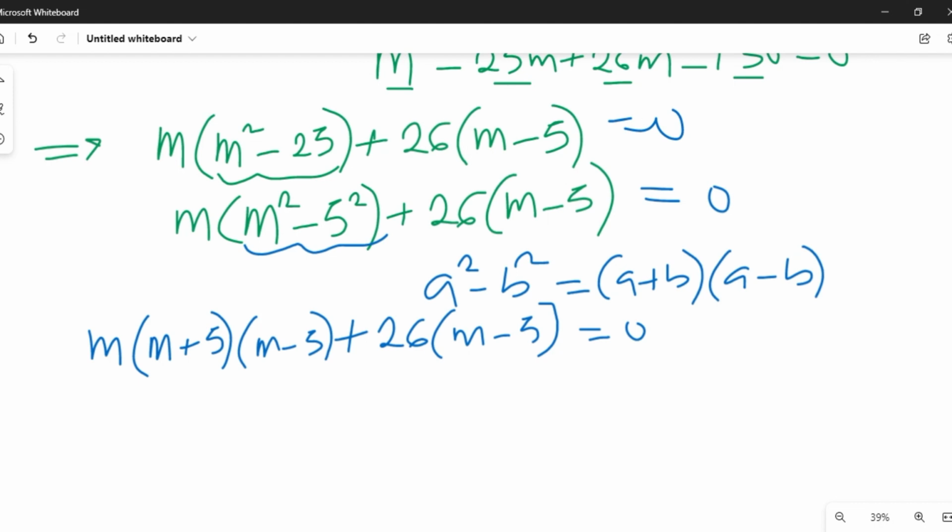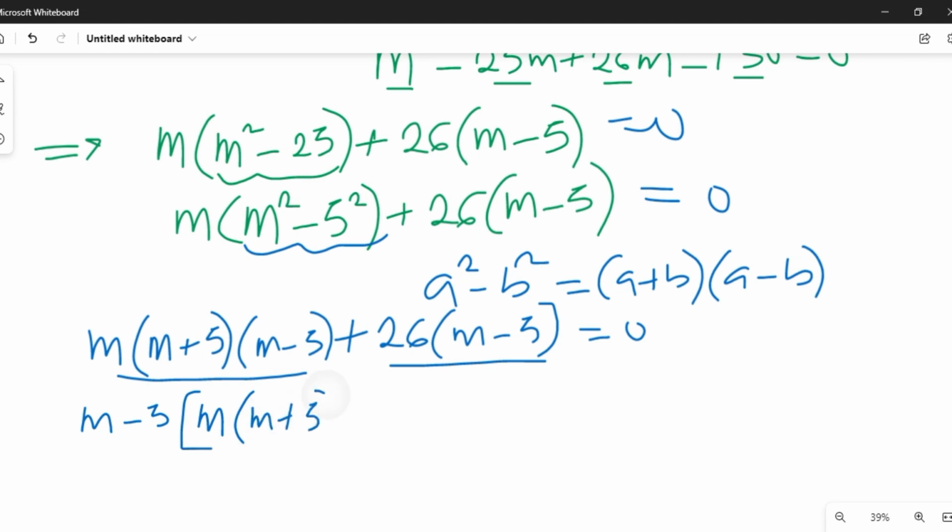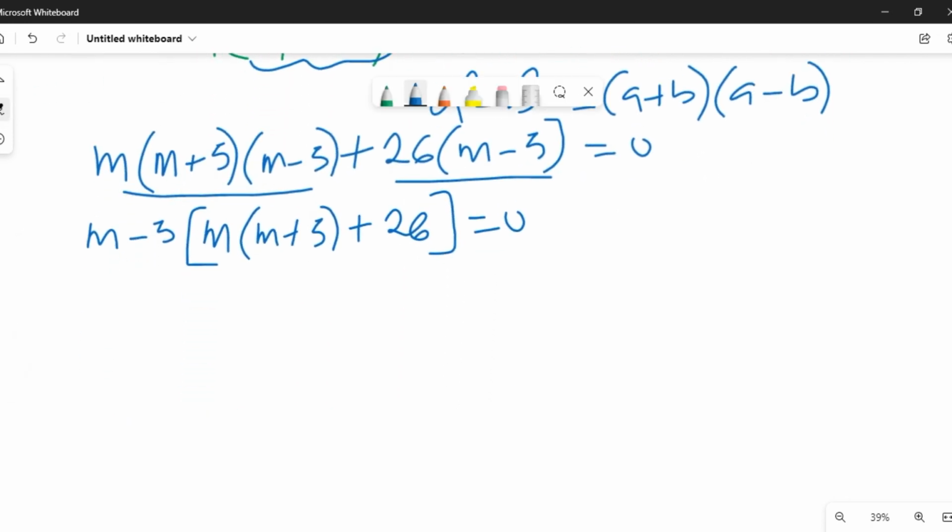So we'll see now from this equation, from this value and this value, something is common, and that is m minus 5. So we'll bring that out. If we bring it out, m minus 5, in this aspect, we'll have m plus 5 remaining, and then over here we'll have plus 26, and this will be equal to 0. So from this, we are going to come out with two definite solutions.